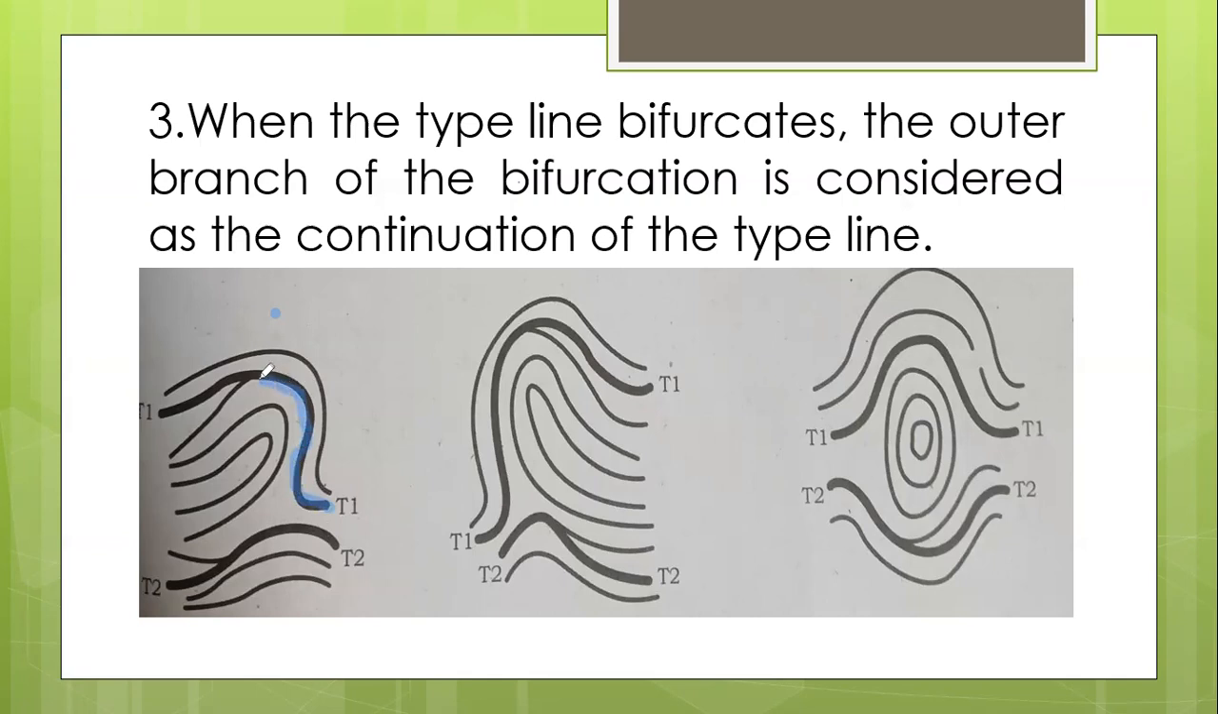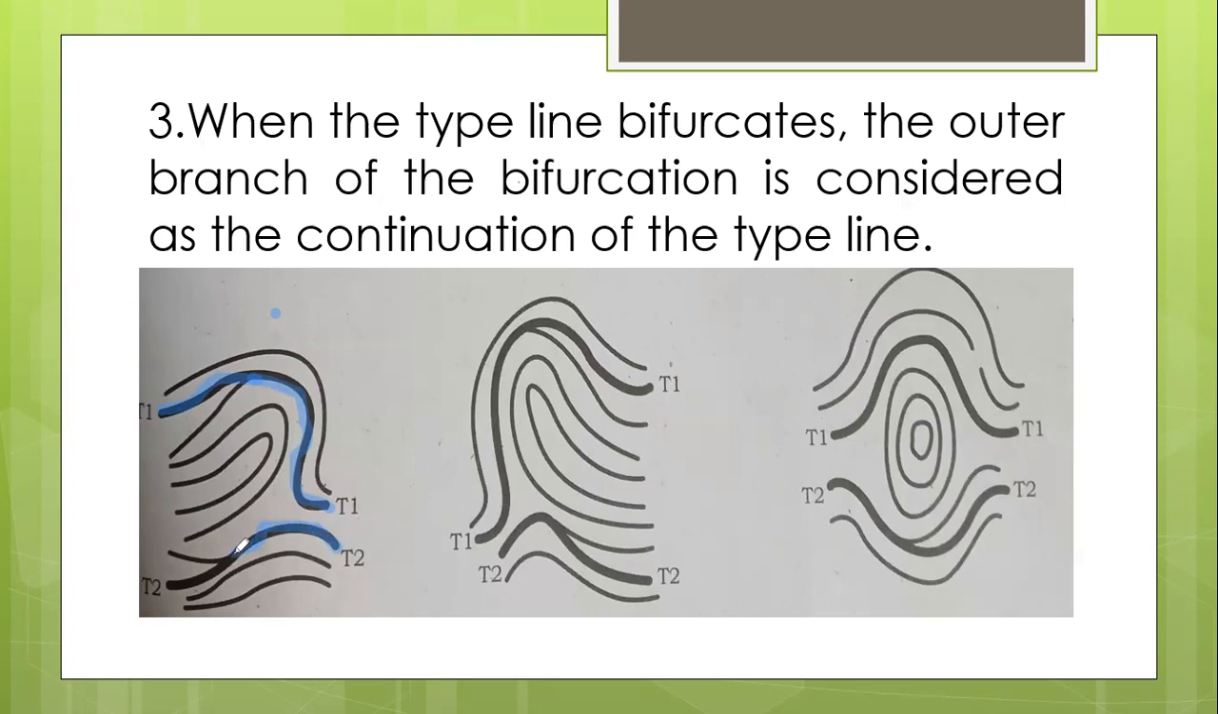And then, start tracing. We have traced it. And then here comes a split, or fork, or bifurcation of type lines. What does the rule say? The outer branch is considered as type line. If you look, this is the inner branch and this is the outer branch. What does the rule say? We will continue our type line considering the outer branch of the bifurcation. On the other hand, type line 2, this is the innermost ridge rather.